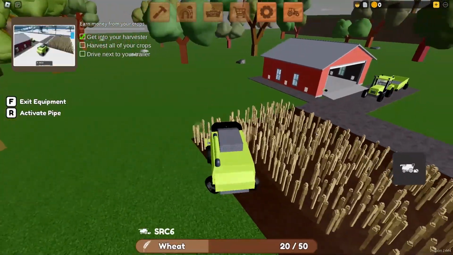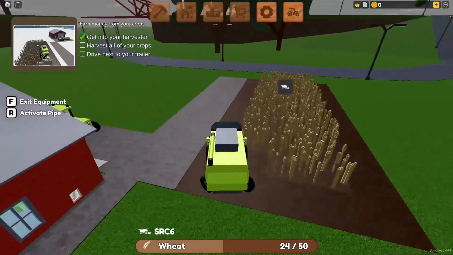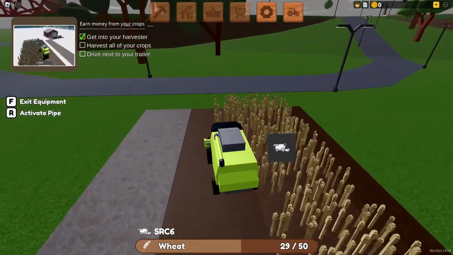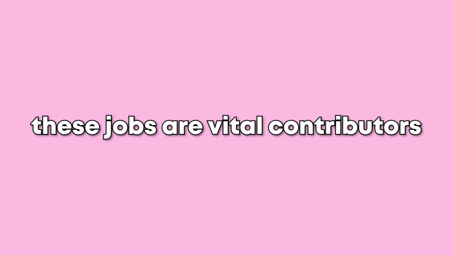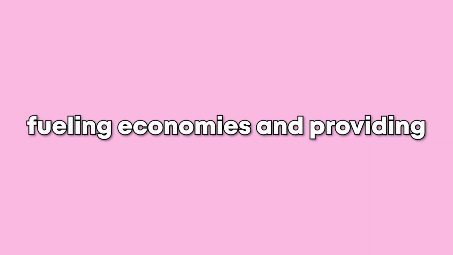These activities form the backbone of our economy, providing the essential raw materials that fuel further industrial and commercial processes. So whether it's reeling in the catch or digging up precious minerals, these jobs are vital contributors to the primary sector, fueling economies and providing the raw materials that we need to thrive.